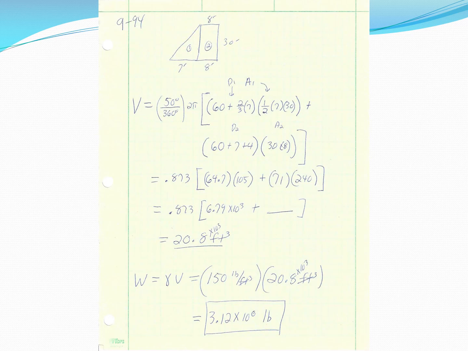That's the volume of the wall from Pappus and Guldinus, multiplied by the density that was given in the problem. Weight equals density times volume. We do that and we find out that this wall weighs 3.12 million pounds. So there you go. There are some examples from chapter 9.